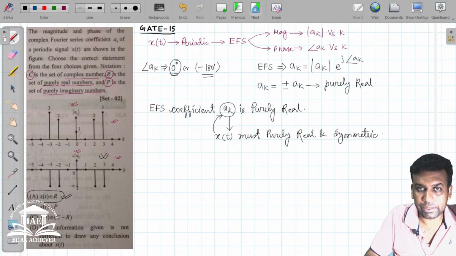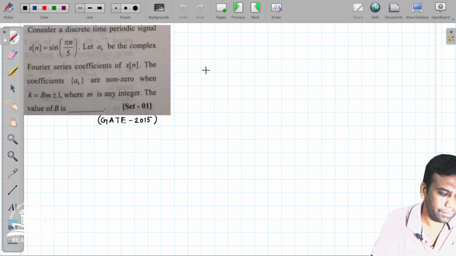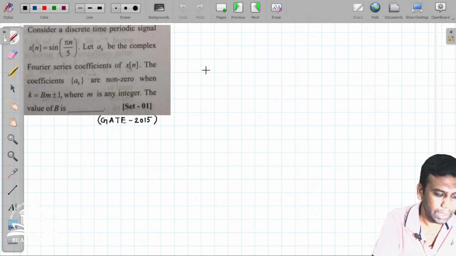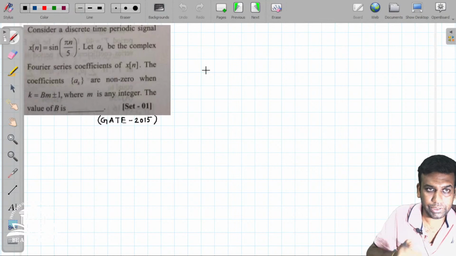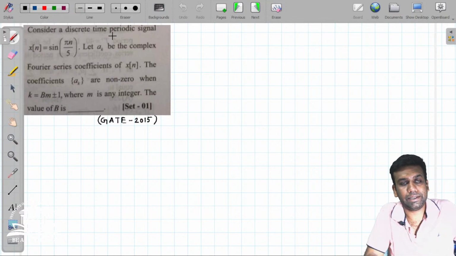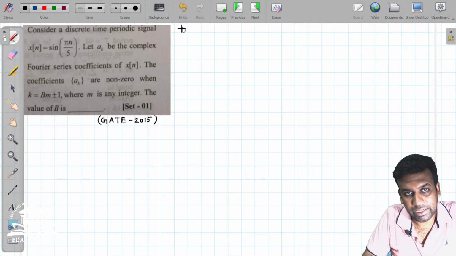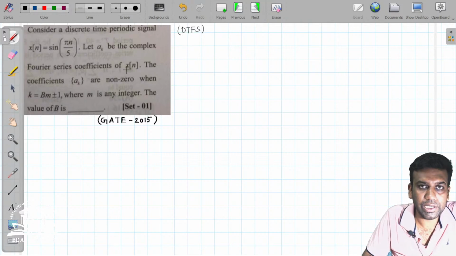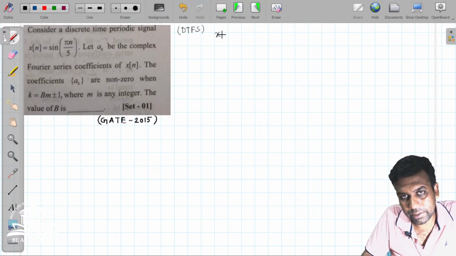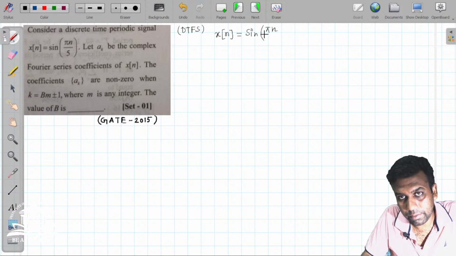Now we'll go for the next question. This question is also from the GATE 2015, and this question is also very important. In this question, consider a discrete time periodic signal. So it is a question of DTFS, and DTFS means there will be a discrete periodic signal, and the discrete periodic signal is given by sine pi n divided by 5.